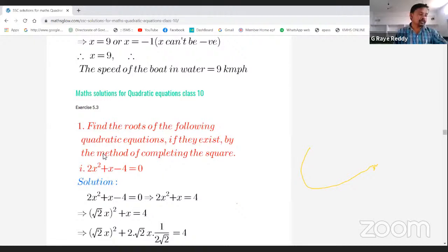Okay, students, here the main important concept: it is deleted from our syllabus. Syllabus means we need not practice that completing square method for public examinations. They have selected this topic for activity or project work, so I'm not going to explain it. After completion of all syllabus, I will explain that method also.